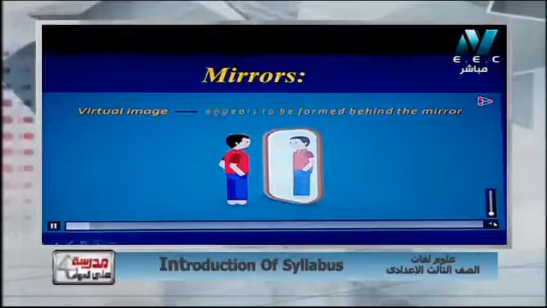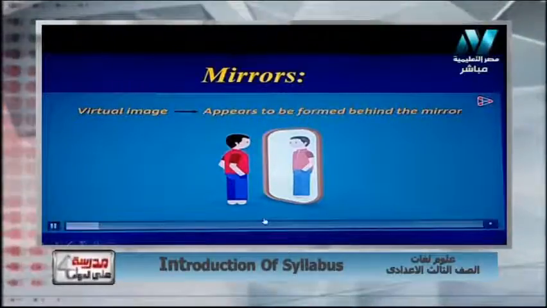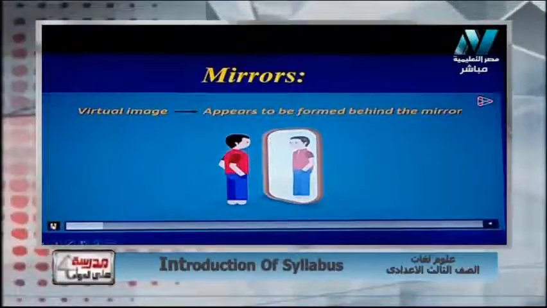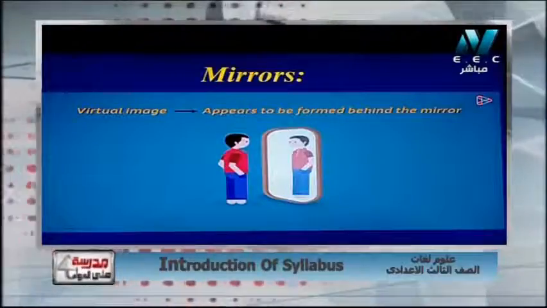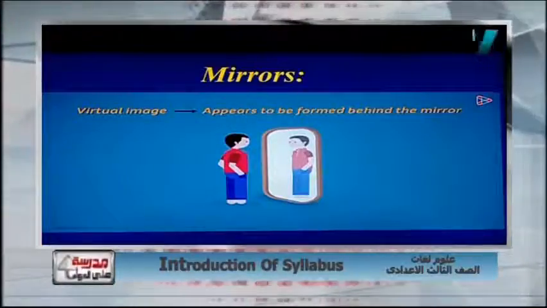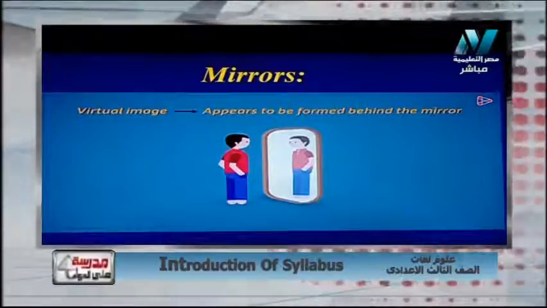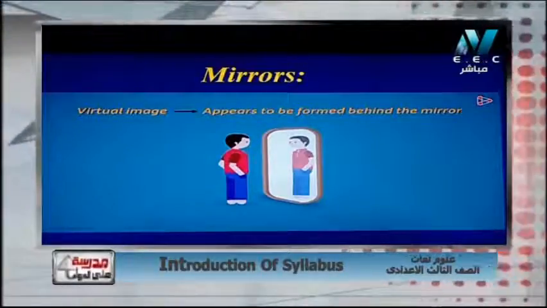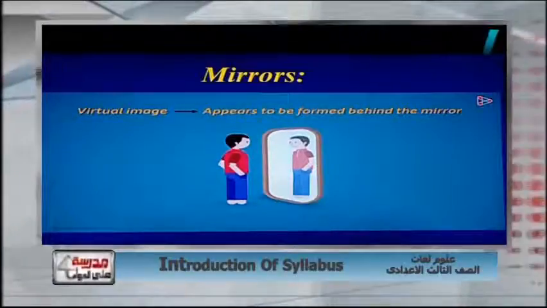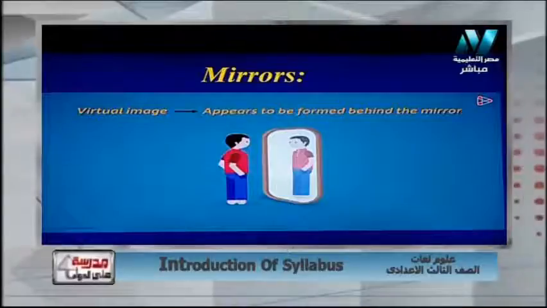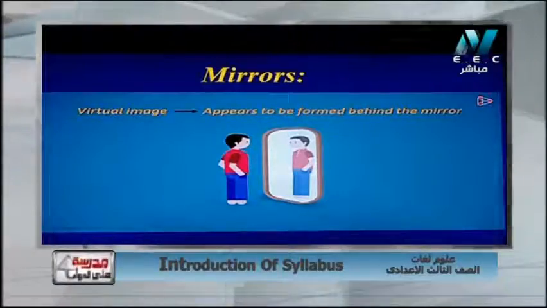As we see, number one: virtual image. صورتي في المراية, the word virtual means not real. My image in the mirror is not a real image. It appears to be formed behind the mirror, يعني تبدو كأنها ورا المراية. Is there anything behind the mirror? Am I standing behind the mirror or in front of it? That's why we call it a virtual image. And we have another answer here, but not now in the lesson, إن شاء الله.